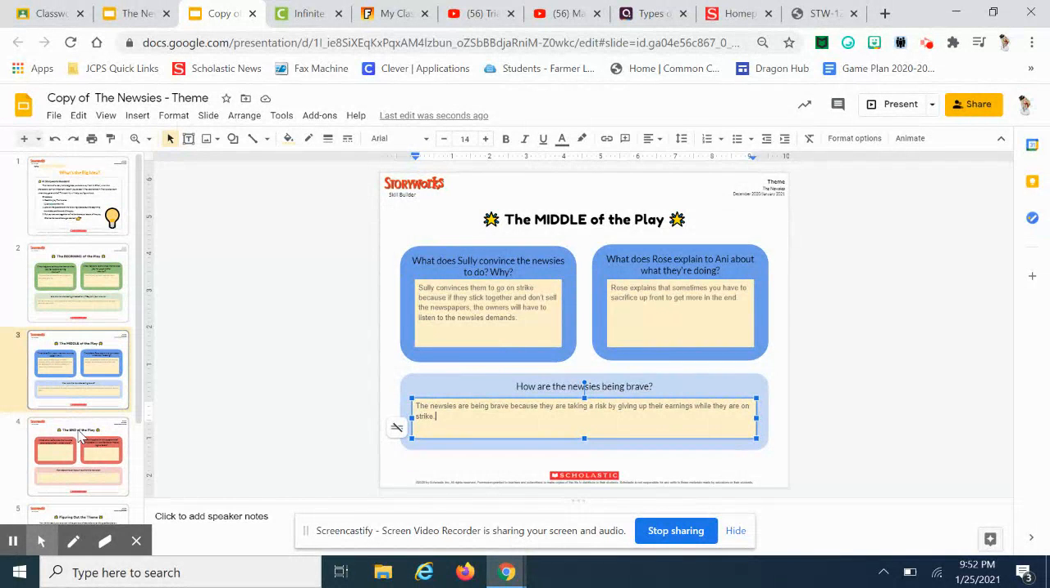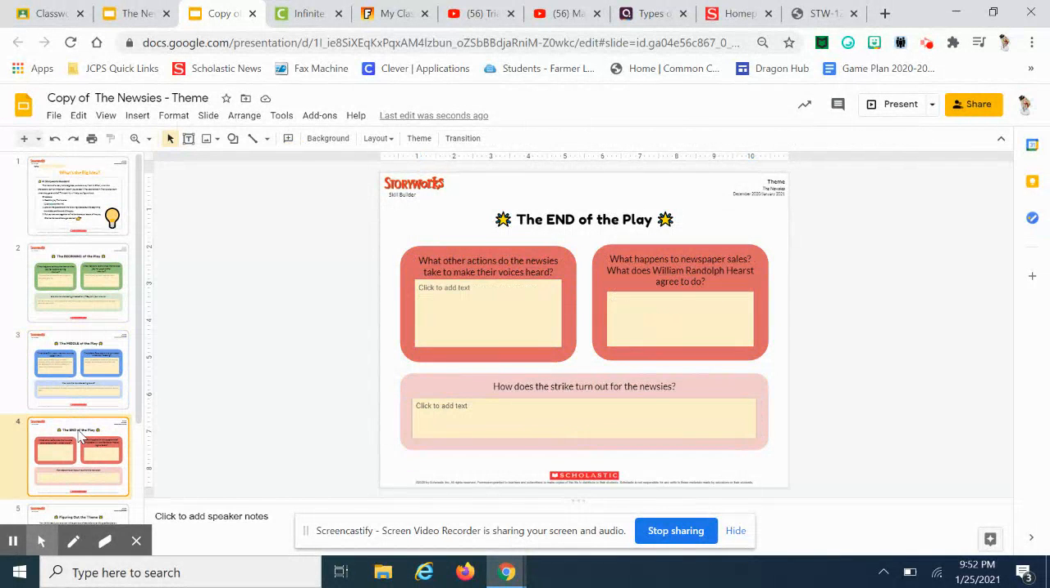All right, so slide 4 is all about what happens at the end of the play. It says, what other actions do the Newsies take to make their voices heard? What happens to newspaper sales? What does William Randolph Hearst agree to do? And how does the strike turn out for the Newsies? So let's look at the first question. What other actions do the Newsies take to make their voices heard? So let's click in this box here, and let's think about this.